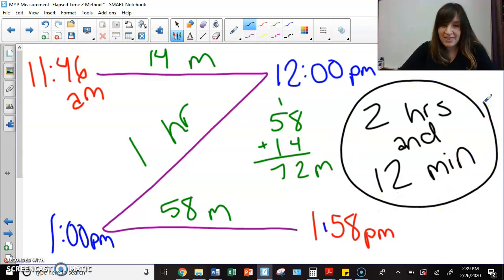So the Z method works really well when you know the start time and you know the end time, and you need to find the time that has passed, the elapsed time. If you don't know the start or the end, and you know one or the other and you know the elapsed time, it's possible to use the Z method, but it's a little bit tricky. So if you want to watch a different video, I will show you how to use a T-chart to be able to find either the start time or the end time when you know one of those pieces of information and you know the amount of time that has passed.